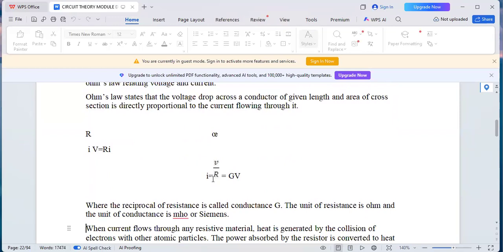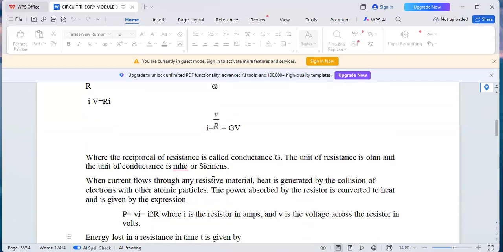So we can say V is directly proportional to resistance, and we can also say V is directly proportional to current, and then current is voltage over resistance, where the reciprocal of resistance is called conductance. Why conductance being the reciprocal of resistance?